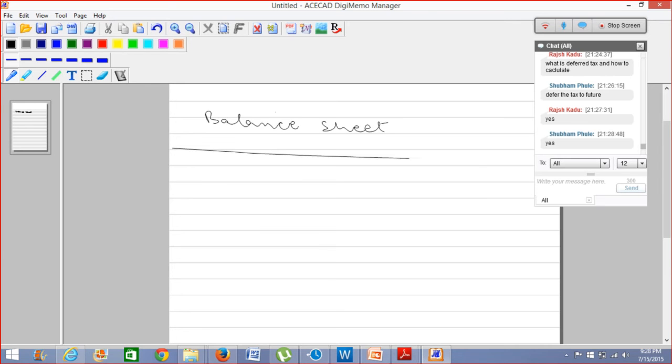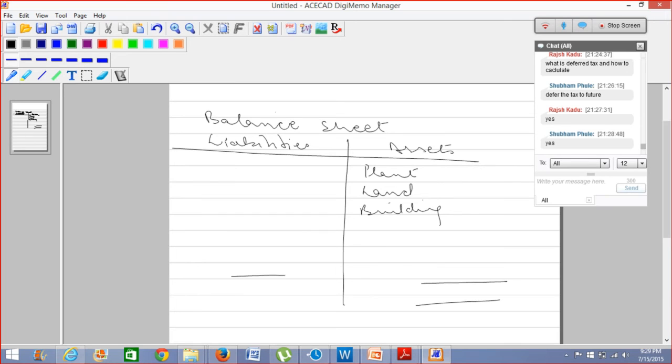In this balance sheet, here you have the liabilities, and these are your assets. Now, these assets contain some fixed assets like plant, machinery, land, building, etcetera. Right? And this has got a particular balance which is equal to the liability side of the balance sheet.